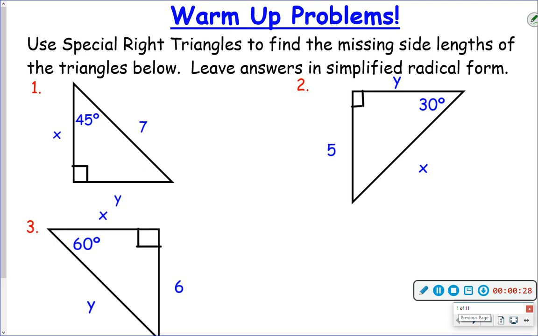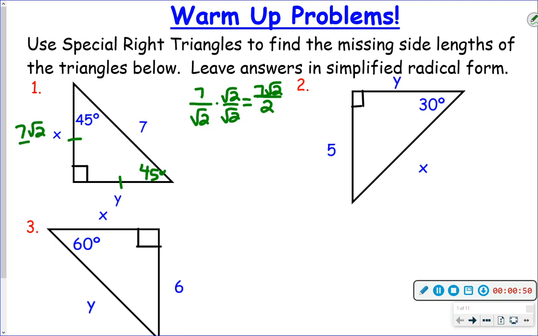So 45, 45, 90. Remember, two congruent sides, two congruent angles, all about 2. This time they gave you the hypotenuse. So to get the sides, we have to divide by square root of 2. Then, of course, I have to rationalize. So we end up with 7 square roots of 2 over 2. So that's going to be both of our sides, x and y, as they are congruent.